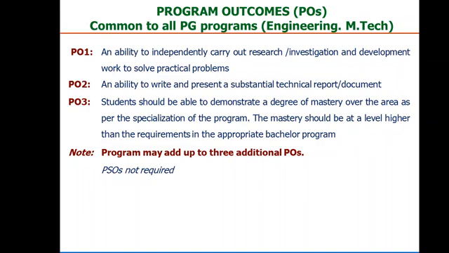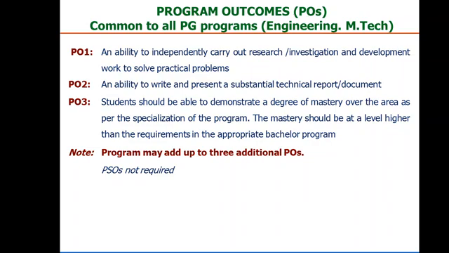PO1, an ability to independently carry out research or investigation and development work to solve practical problems. PO2, an ability to write and present a substantial technical report or document. PO3, students should be able to demonstrate a degree of mastery over the areas as per the specialization of the program. The mastery should be at a level higher than the requirements in the appropriate bachelor program.